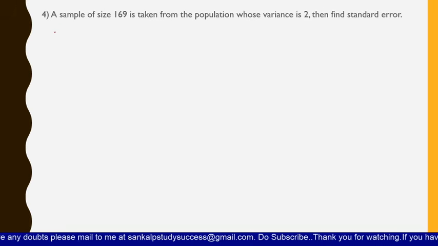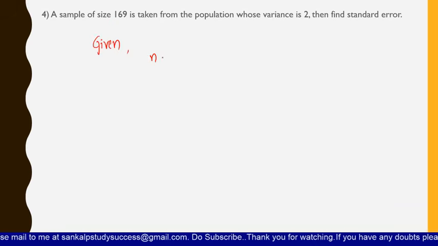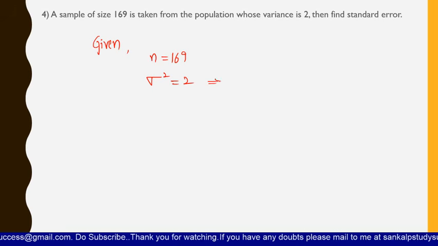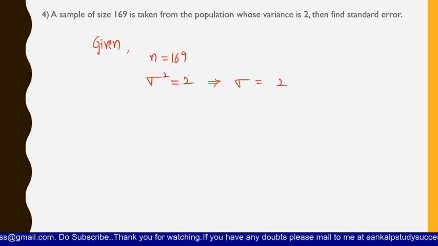Let us see one more question, which is: a sample of size 169. That means given n is equal to 169, right? And it is taken from the population whose variance is 2. Here variance is given. Previously it was standard deviation. Variance means sigma square is equal to 2. And from variance you can find out sigma, right? Sigma is nothing but square root of 2. So here you have to find out the standard error.